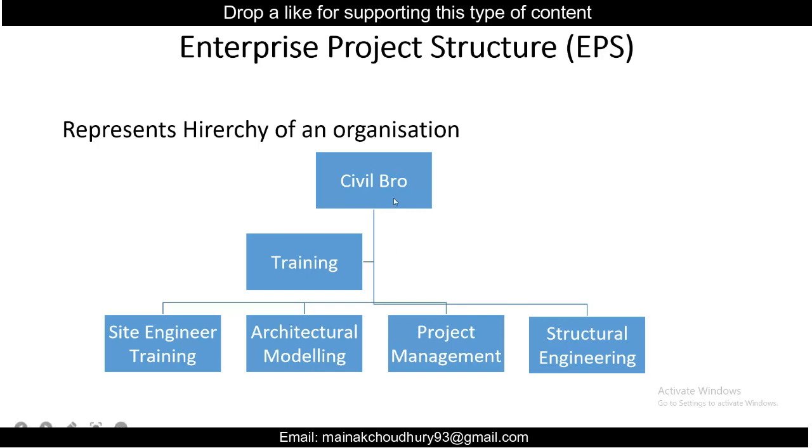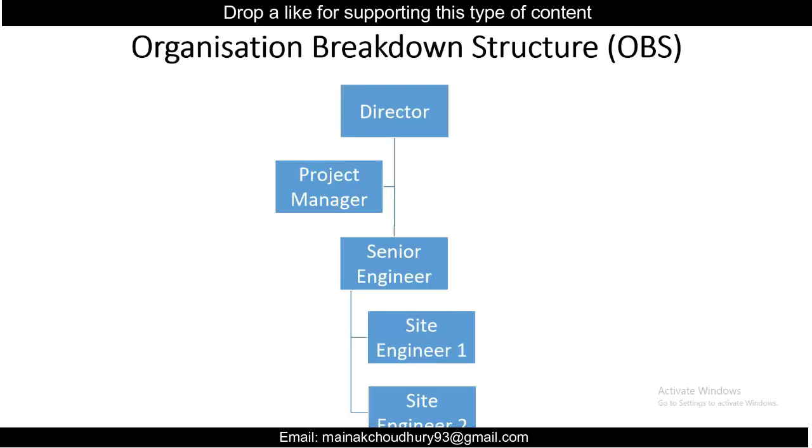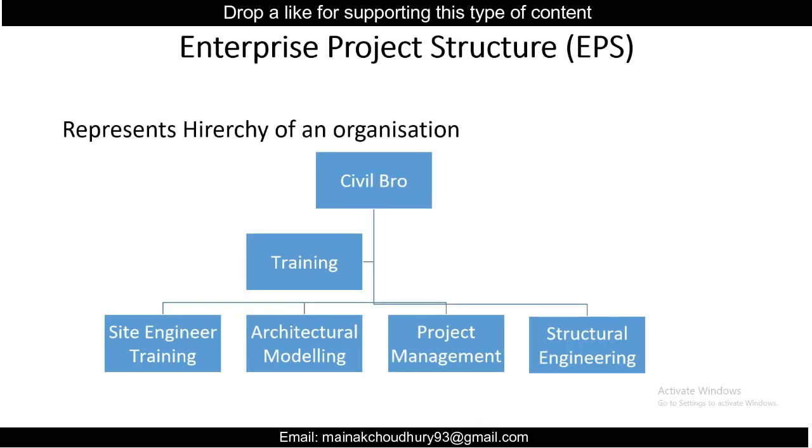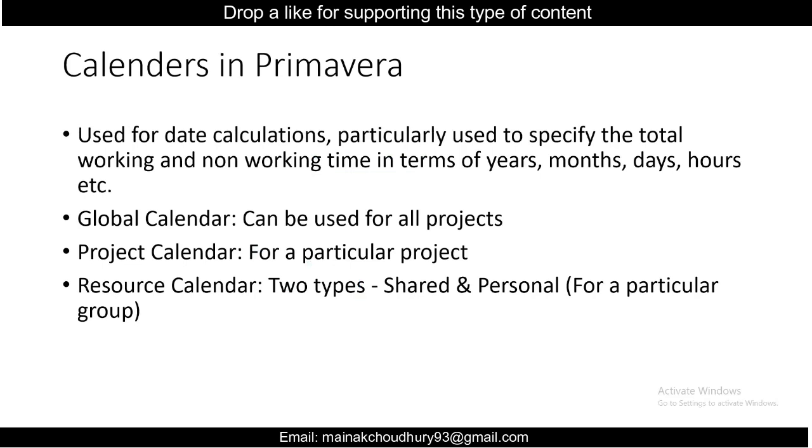Suppose there is a construction company, or a company like Tata Group. It will have various things like motors, consultancy services, etc. This is the enterprise project structure. This is the overall structure of the organization, and the OBS, or organization breakdown structure, is required for a particular project. That is the difference. You can easily understand it from these two examples. So now another important thing is calendars.